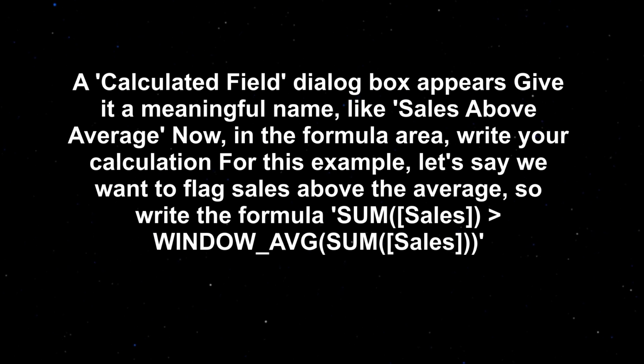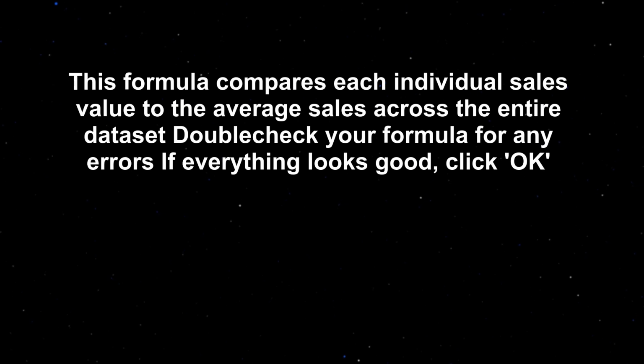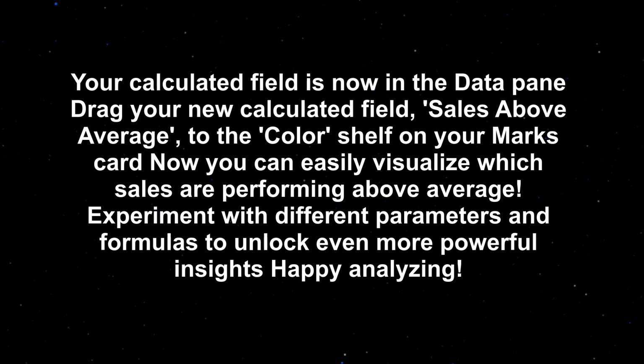So write the formula: SUM(Sales) > WINDOW_AVG(SUM(Sales)). This formula compares each individual sales value to the average sales across the entire dataset. Double check your formula for any errors. If everything looks good, click OK. Your calculated field is now in the data pane.